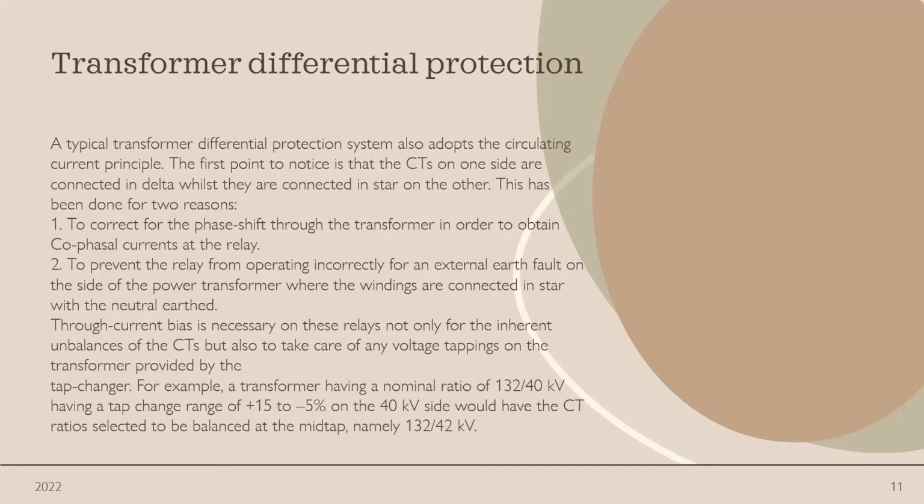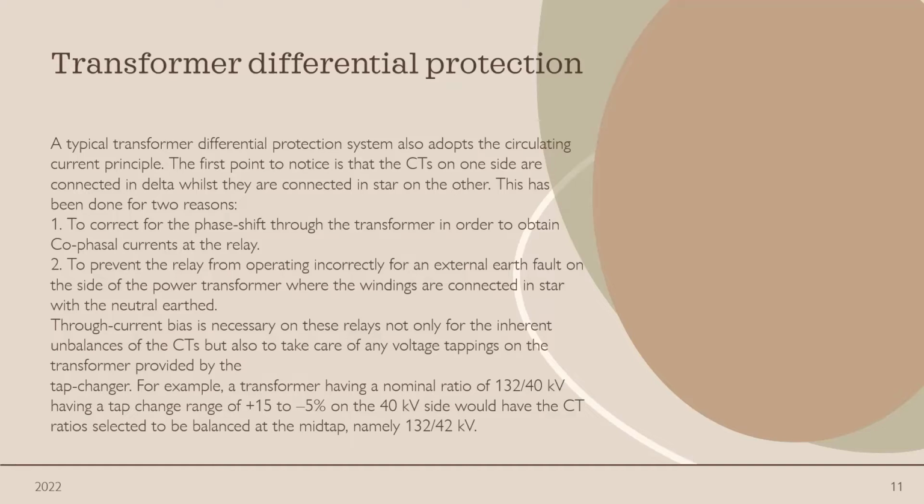Transformer differential protection. A typical transformer differential protection system also adopts the circulating current principle. The first point to notice is that the CTs on one side are connected in delta, whilst they are connected in star on the other. This has been done for two reasons. One, to correct for the phase shift through the transformer in order to obtain cophasal currents at the relay. Two, to prevent the relay from operating incorrectly for an external fault on the side of the power transformer where the windings are connected in star with the neutral earthed.